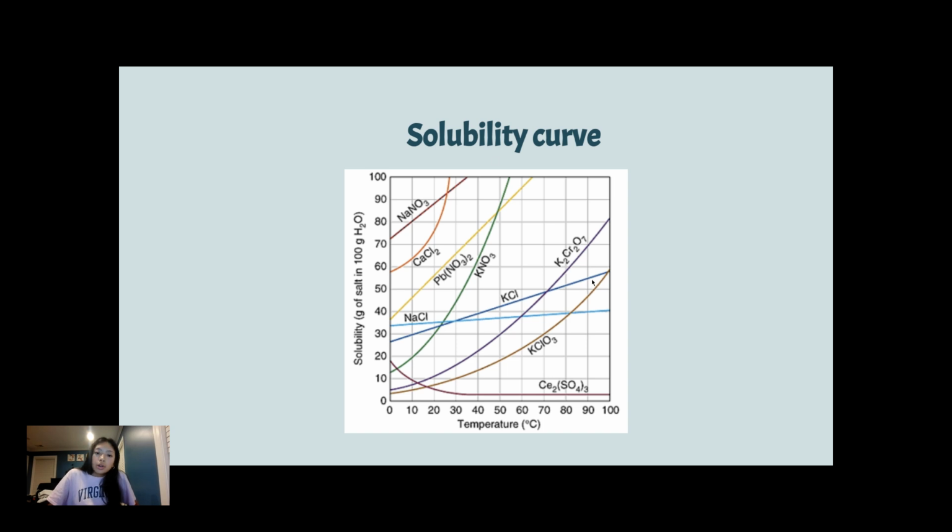So here's a solubility curve. You're going to need to understand how to break this curve apart and analyze it. You could be asked at what temperature potassium chloride is at 50 grams dissolved in water. So that's at about 75 degrees Celsius. So you're just going to need to know how to read this chart.